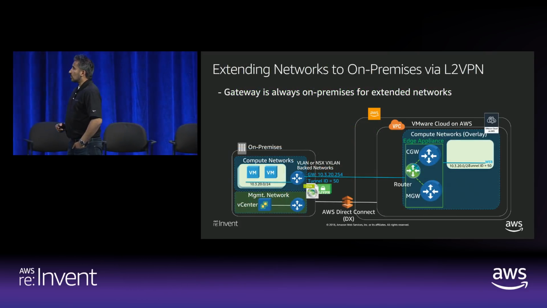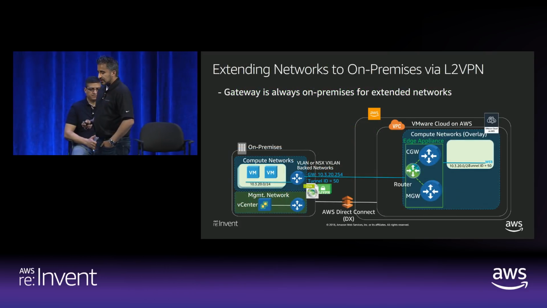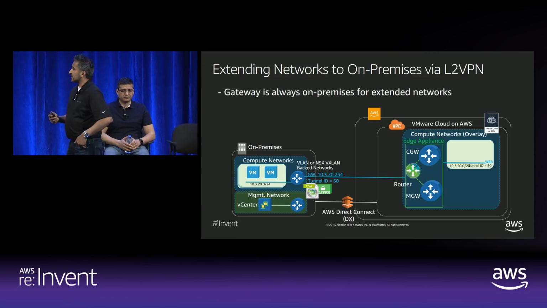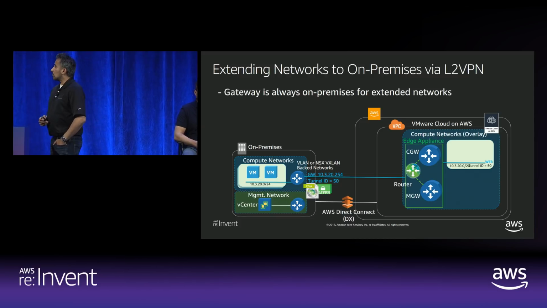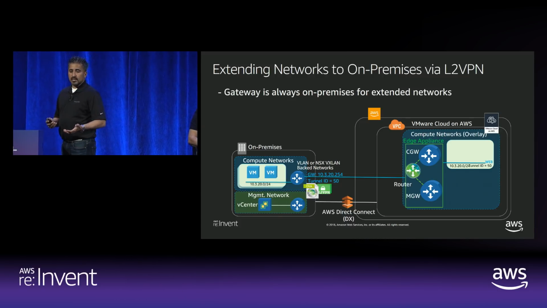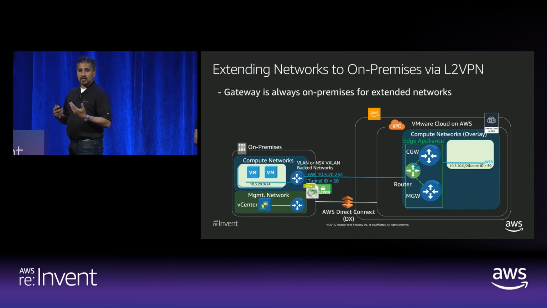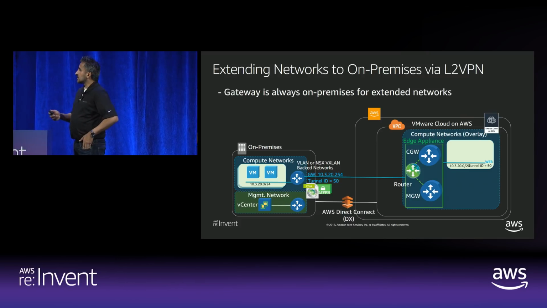Okay? Now, although not a new feature, I want to mention L2 VPN here since we're talking about connectivity. We also support L2 VPN. So similar to VMware Cloud on AWS, you can have NSX on-prem, but it's not a requirement, right? In this example, I don't have NSX on-prem. And what I did is I downloaded the NSX standalone client, okay?